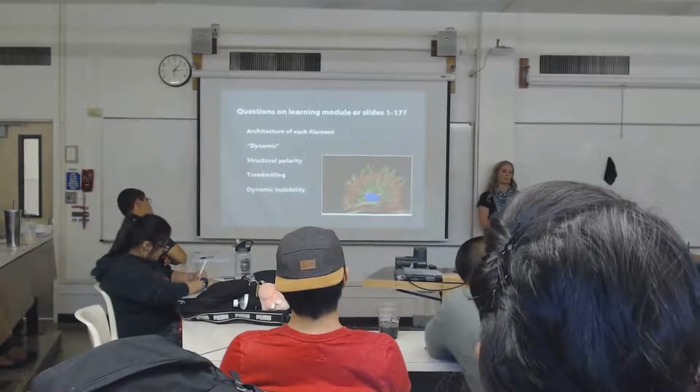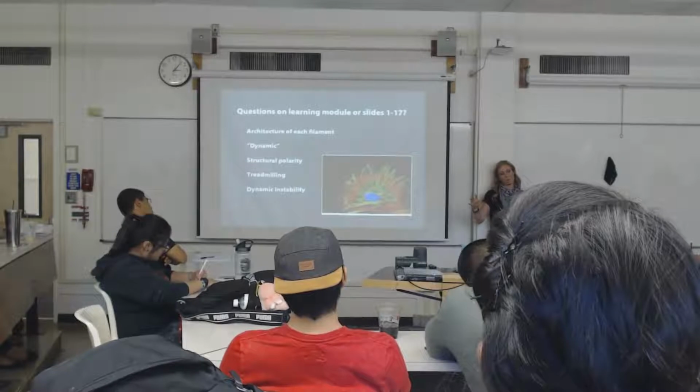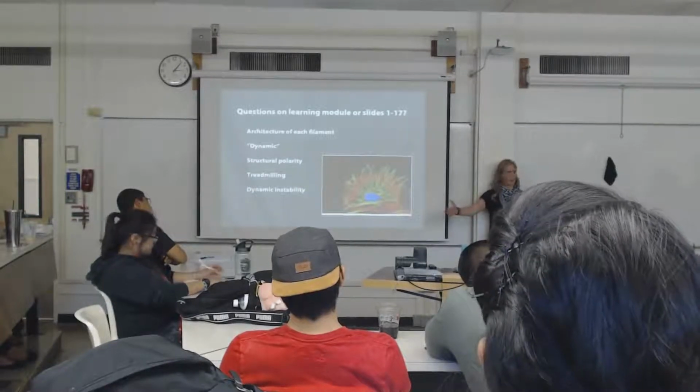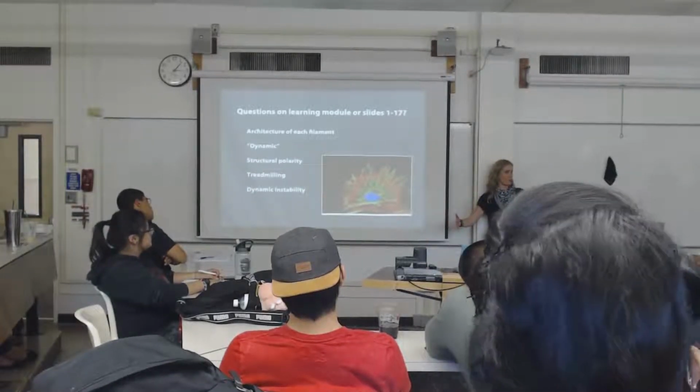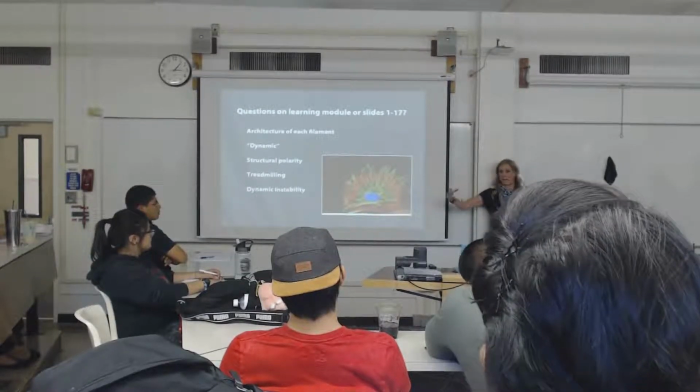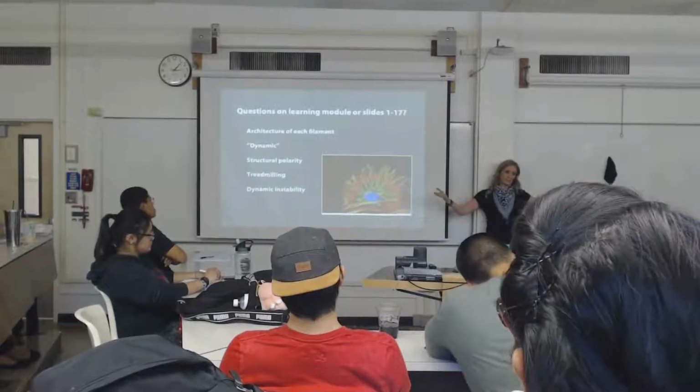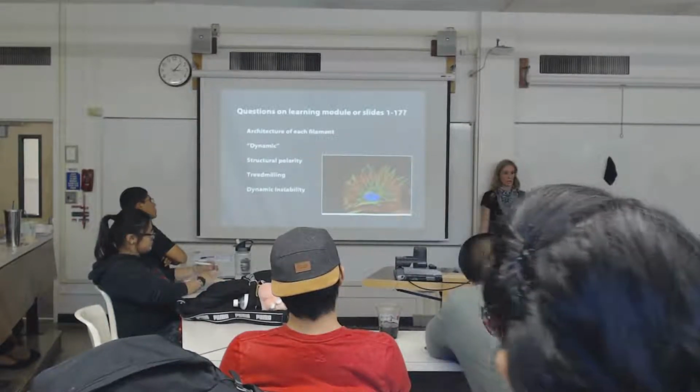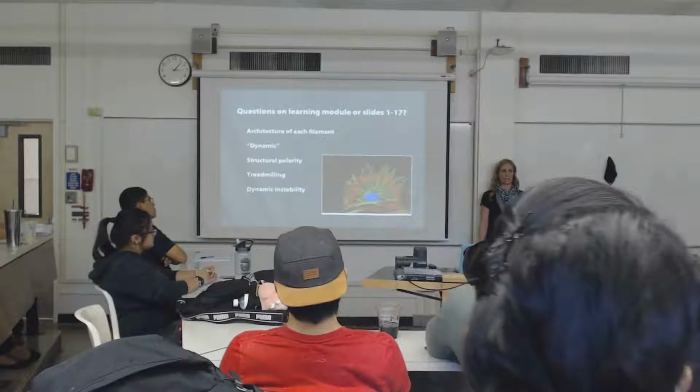So you see really slow addition or loss at the minus end, and rapid addition or loss at the plus end. That's because structurally, of the way those subunits are able to fit in there. One's easy, one's more difficult. Okay, treadmill. What's treadmill?